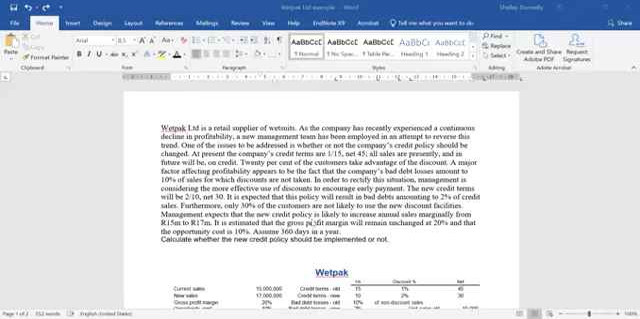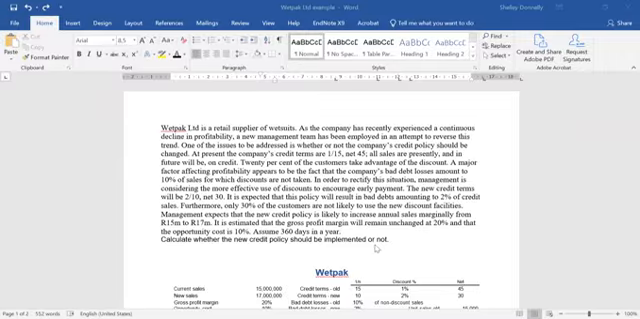Management expects that the new credit policy is likely to increase annual sales marginally from 15 million to 17 million, so an additional 2 million. And they estimate that the gross profit margin will remain unchanged at 20%. So they make 20% on each rand of turnover, meaning that costs are 80% thereof. The opportunity cost is 10%. We're assuming 360 days in a year. Calculate whether the new policy should be implemented or not.